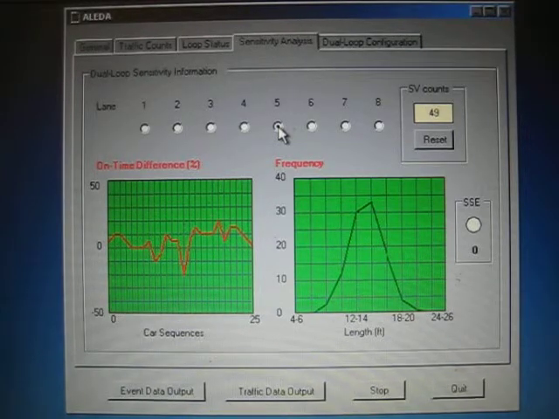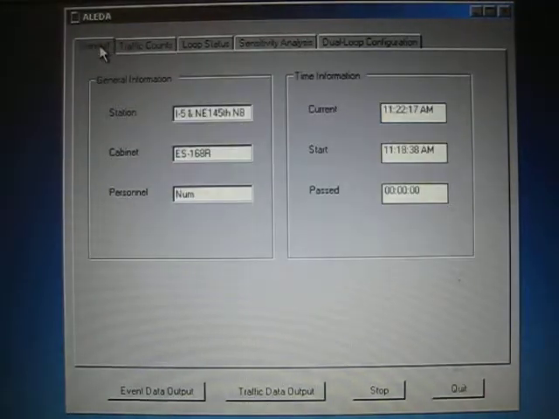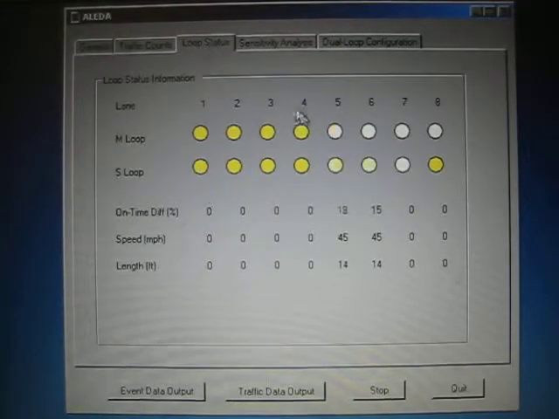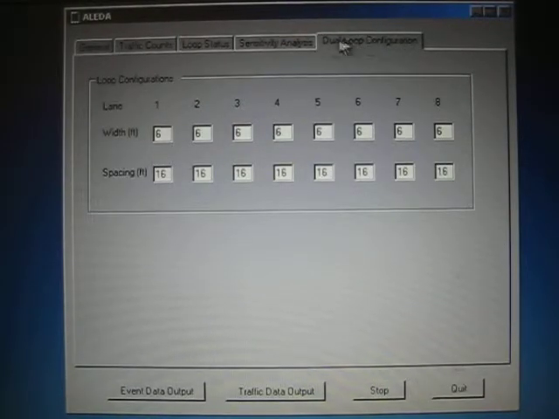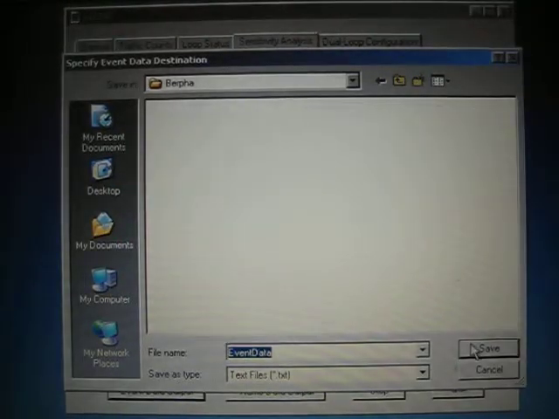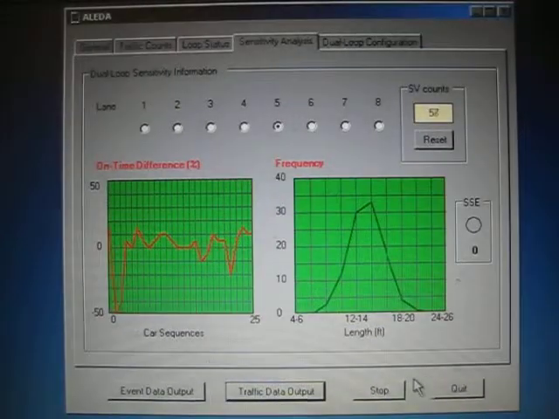The Advanced Loop Event Data Analyzer, or ALEDA system, was designed to identify and correct a dual loop sensitivity problem. The system can record cabinet information, classify vehicles, display loop status, adjust spacing distance between upstream and downstream loops, and also display the sensitivity of those loops. To begin, specify a place for the event data and for the traffic data to be saved. Then press Start.